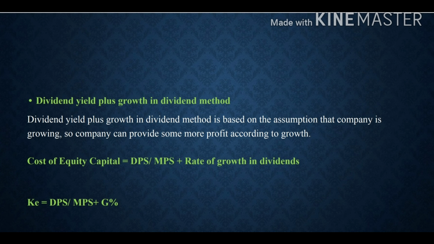Second method is dividend yield plus growth in dividend method. That is, dividend yield plus growth in dividend method is based on the assumption that the company is growing, right? So its share market value is also increasing. In that situation, shareholders want more than simple dividend. Okay, so the company can provide some more profit according to its growth. So we will add it to the previously calculated cost of equity capital, right? So the equation will be cost of equity capital is equal to DPS by MPS plus rate of growth in dividend. You can simply write it as K is equal to DPS by MPS plus growth rate percentage.